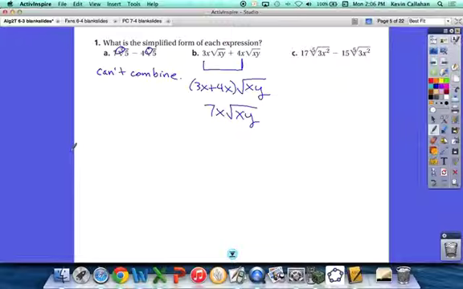How about the last one? Are they like radicals? Sure, they're like radicals. They are the 5th roots of 3x squared, right? So how do we combine them? 17 minus 15, right? So we just combine those two, we get 2 times the 5th root of 3x squared. Easy stuff, right?